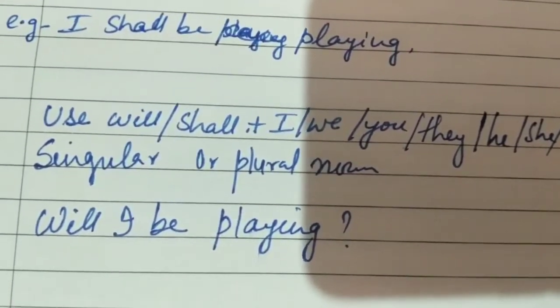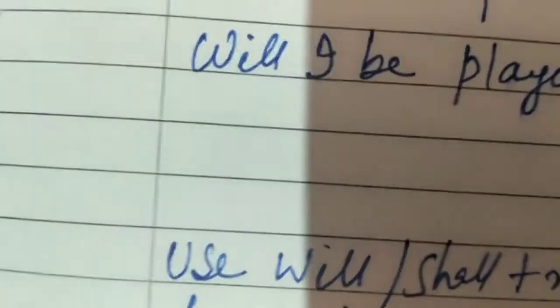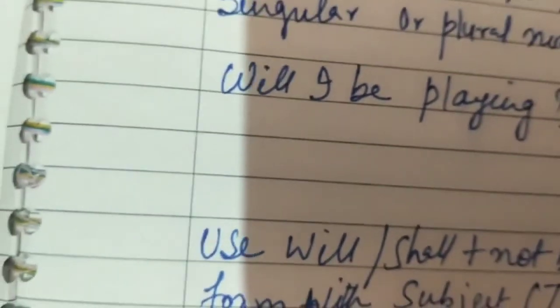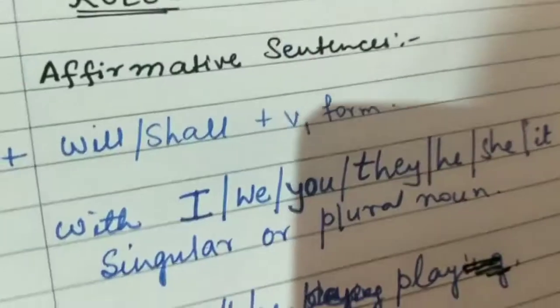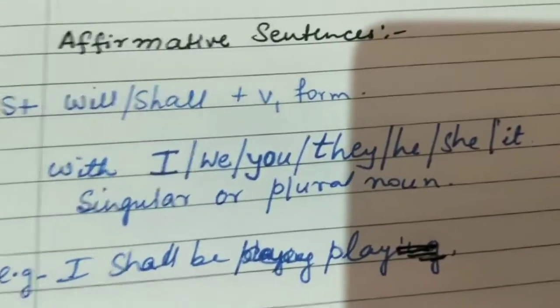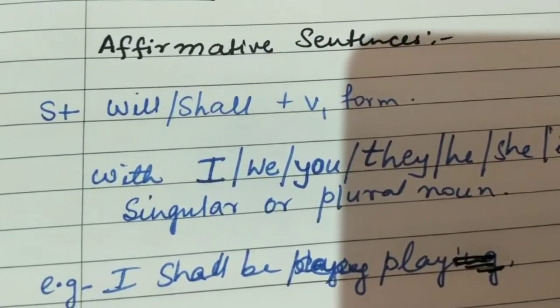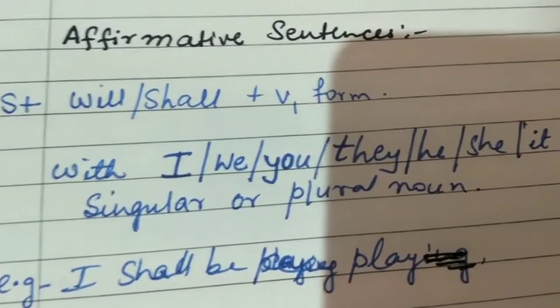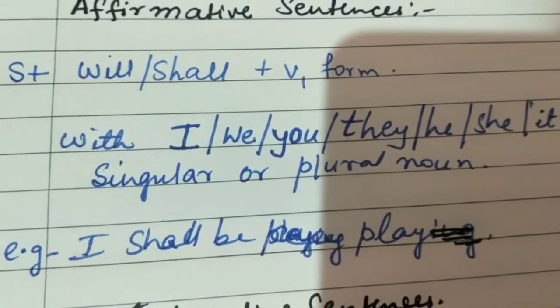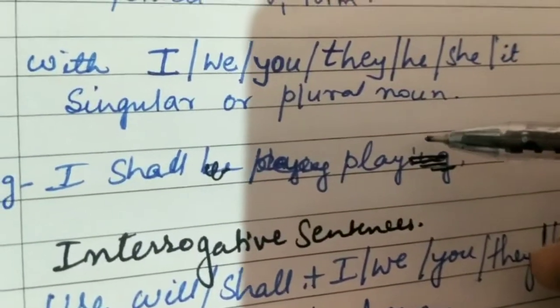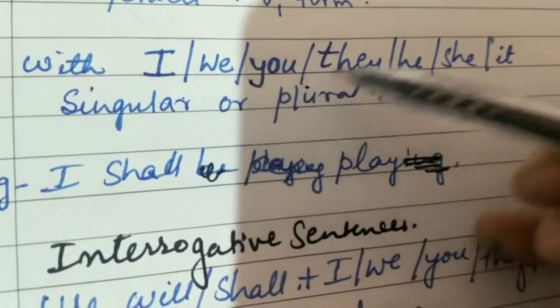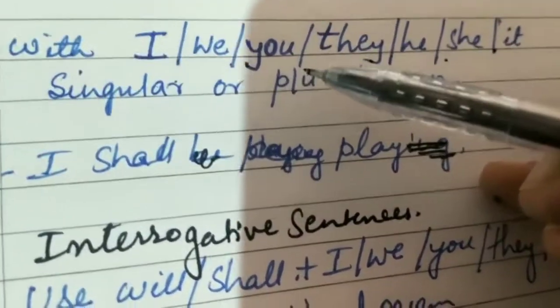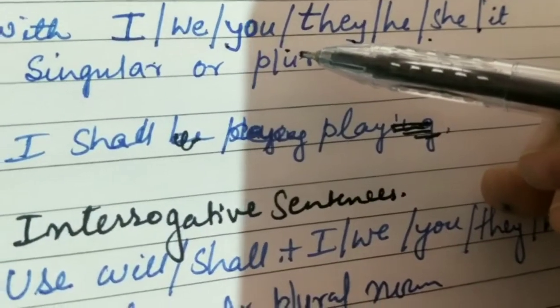Then when we have to make the question form, okay. So in simple future tense, while making the positive sentence, we'll write subject plus will or shall plus v1 form. So like I shall play. Here we won't use be. So I shall play, we will play. With I, we, you, they, he, she, it, or singular or plural noun, this rule will be formed.